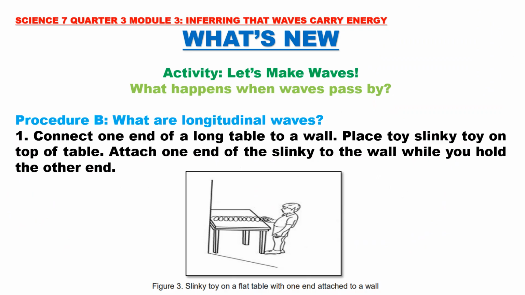So next, let's go to letter B. What are longitudinal waves? So procedure number 1, connect one end of a long table to a wall. Place a toy slinky on top of the table. Attach one end of the slinky to the wall while you hold the other end. So are you familiar with a slinky? So a slinky is your magic spring.